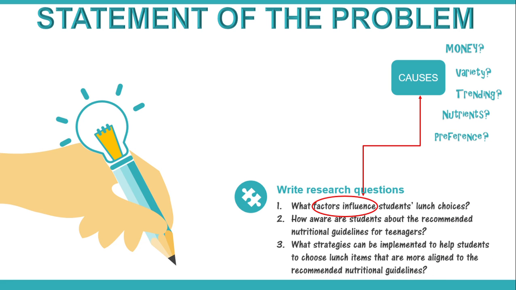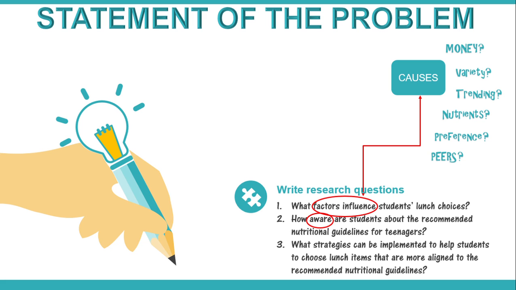Fourth, nutrients. Are students purchasing their food items based on the nutritional value that they can get from them? The other one is preference. Do children just buy the same thing every day because this is what they prefer to eat? I like to eat bun and cheese every day, so I'm going to eat bun and cheese every day. Or are students influenced by their peers? My peers like to buy jerk chicken and festival. I don't really like it, but since they're doing it, I'm going to do it too. These are some factors that we consider when we're looking at the causes.